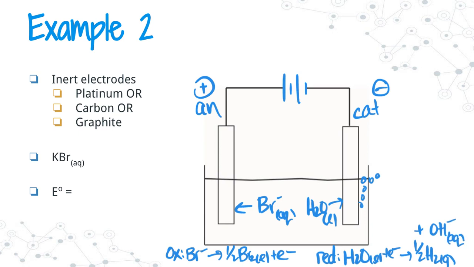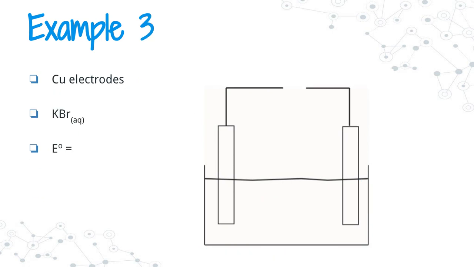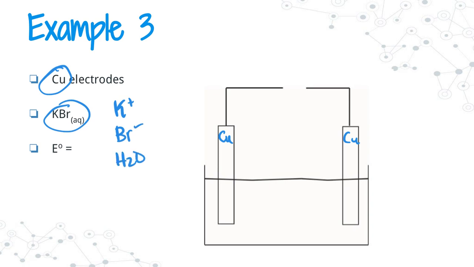So a little bit different, and you do get different products just by creating an aqueous solution of potassium bromide. Now, our last example, we're going to throw in copper electrodes into the mix. So these are both copper. And we've got our potassium bromide in aqueous solution. So we now need to consider the potassium ions, the bromide ions, water, and the solid copper from the electrodes. So let's take a look at our table and figure out what reaction is actually happening here.